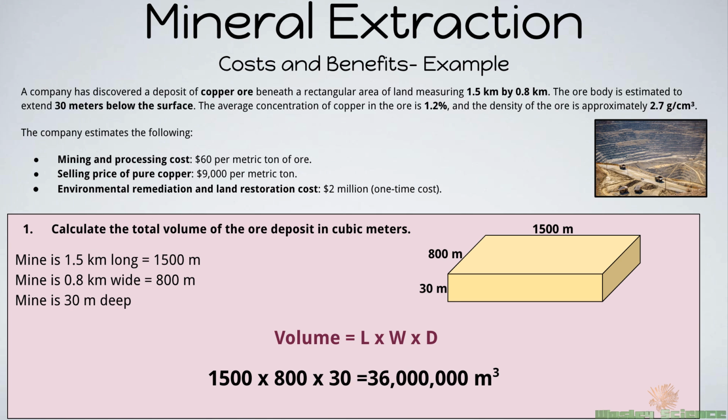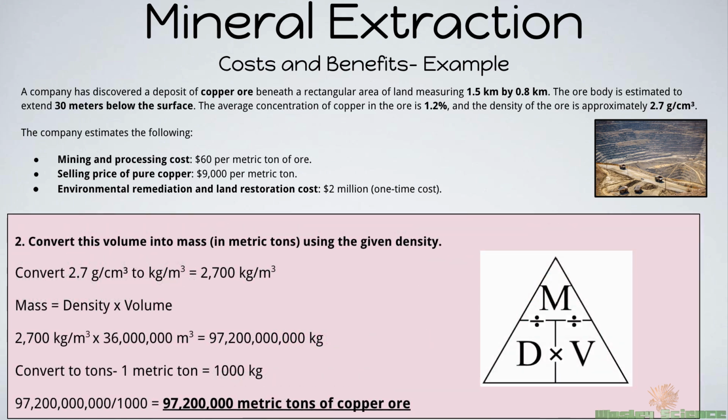Step 1, we calculate the total volume of the ore. So we're going to change the kilometers into meters. 30 meters times 800 meters times 1500 meters will get us 36 million meters cubed. All right, so we got our volume down.